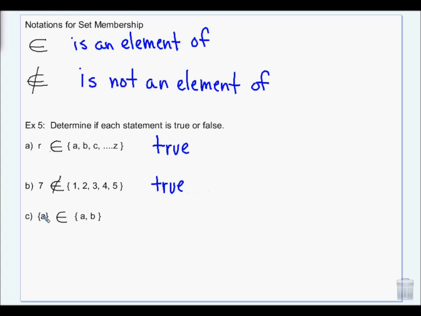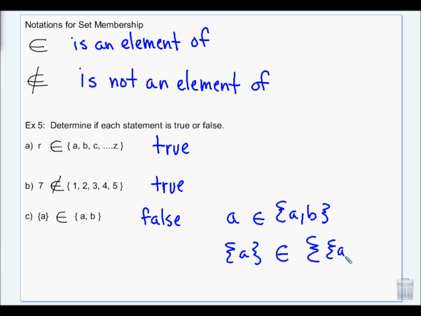The set A is an element of {A, B}. This one is false. Here's why: the element A is an element of the set {A, B}, but the set A is by itself. So the set A would be an element if I had a set inside there, like that. If there's no other set inside that set, it's not true. You'd have to have a set inside the set for that to be true, whereas here this is just an A, not the set A.